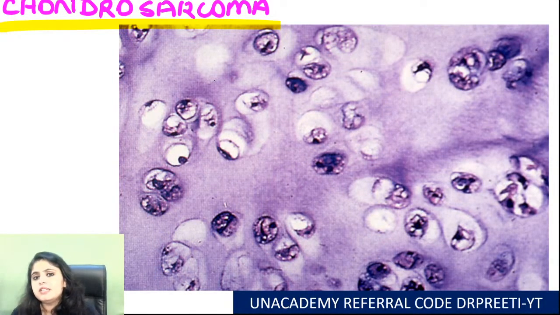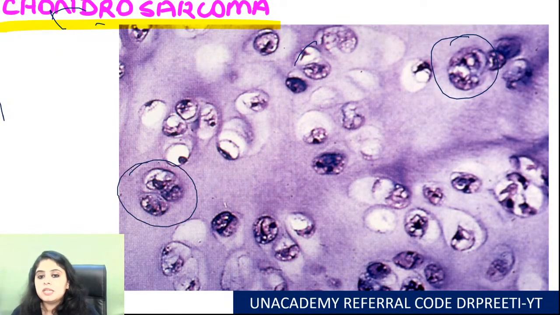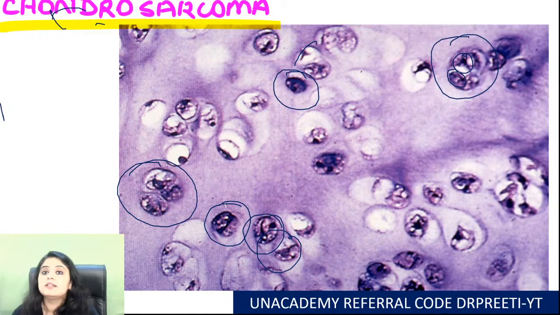Direct picture from Robbins again, everyone can pretty much make out that the cells are no longer small and innocent looking. They are bizarre, they are big, some might even have two nuclei. That is a malignant cartilage cell, a malignant cartilage cell.